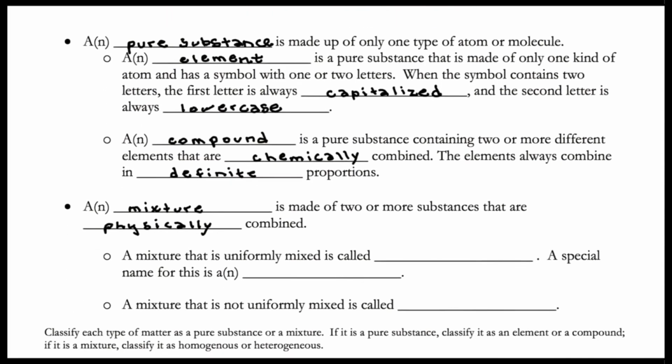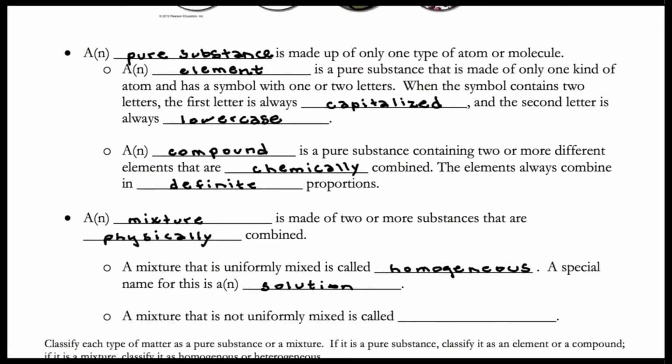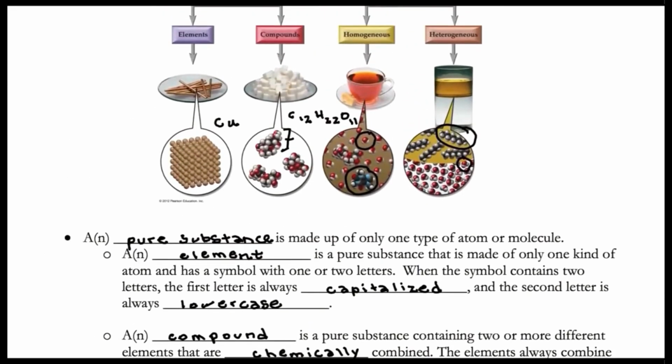It's physically combined. All right, a mixture that is uniformly mixed is called homogeneous. And a special name for this is that we say that it is a solution. So you use solutions in your everyday lives. If you've ever drunk soda, that was a solution. And that's because, just like you can see with this tea here, everything is evenly mixed throughout.